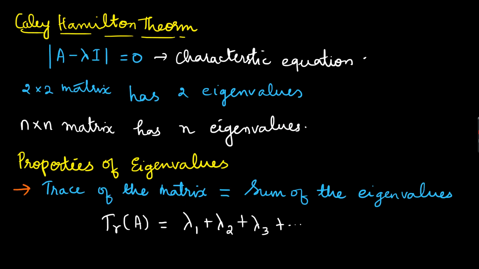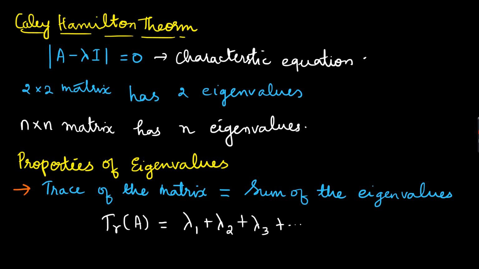And this is the Cayley-Hamilton theorem. Just remember that an n cross n matrix has n eigenvalues. That is, if you have a 2 by 2 matrix, then you'll have 2 eigenvalues, and if you have a 3 by 3 matrix, you'll have 3 eigenvalues.